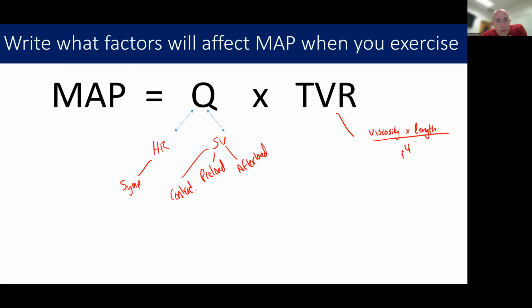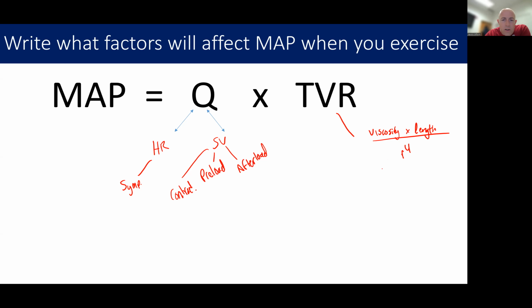So if we increase heart rate or stroke volume without changing anything, we're going to increase mean arterial blood pressure. If we increase the radius, we're going to decrease resistance and decrease mean arterial pressure. Make sure you can study stuff like this.